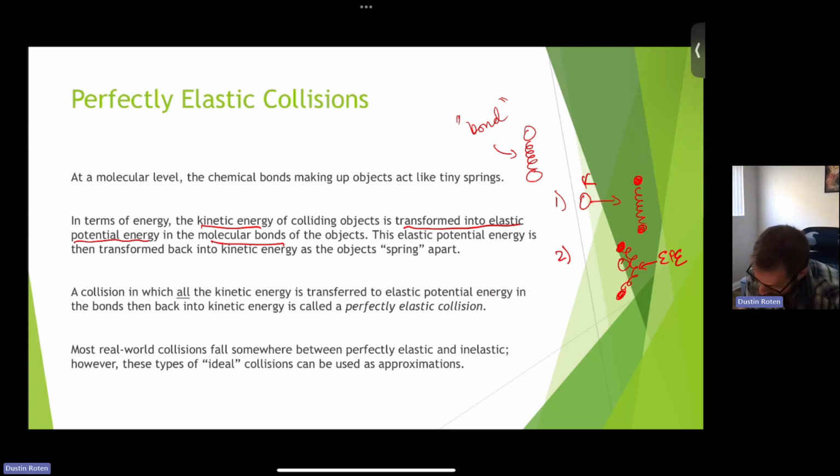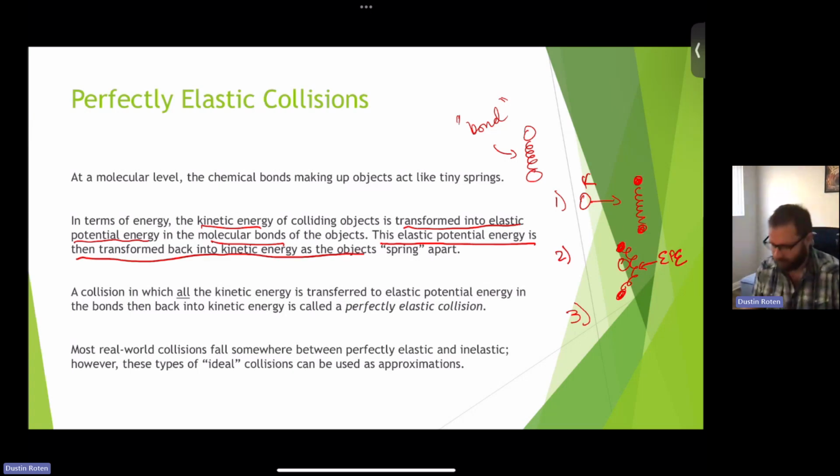And then in the end, as we can see here in the text, this elastic potential energy is transformed back into kinetic energy as the objects spring apart. So at the end, we have the ball going the other way after the molecular bond has sprung back to its original shape. Obviously we're mixing something macroscopic, like a ball, with something on the tiny microscopic scale, and this isn't exactly how the physics works, but it's a good representation of what's going on. It's a metaphor, if you will.